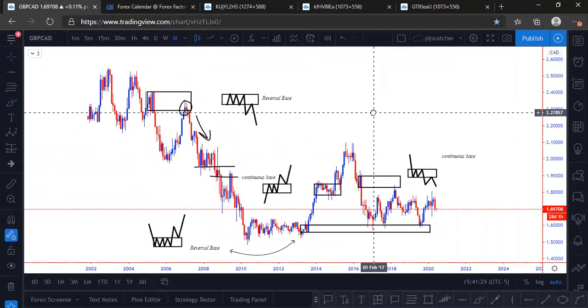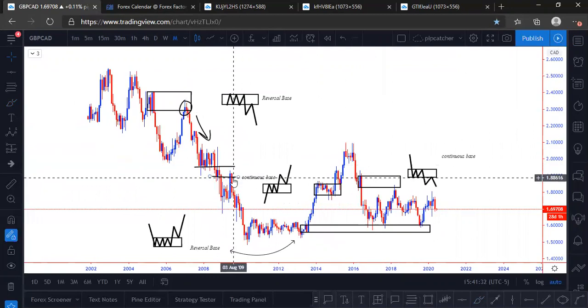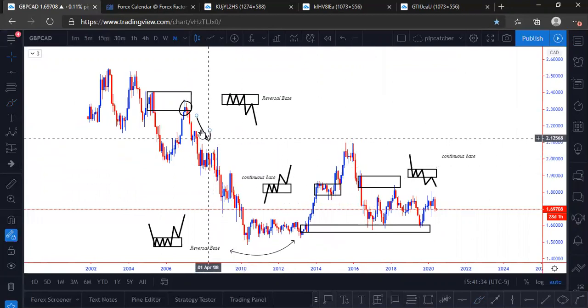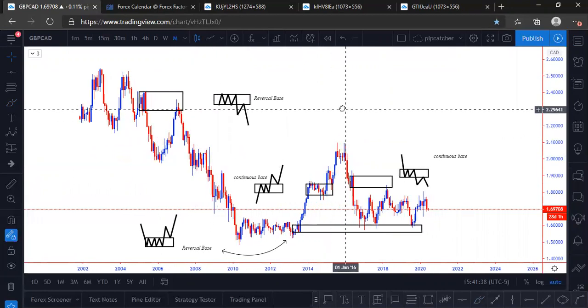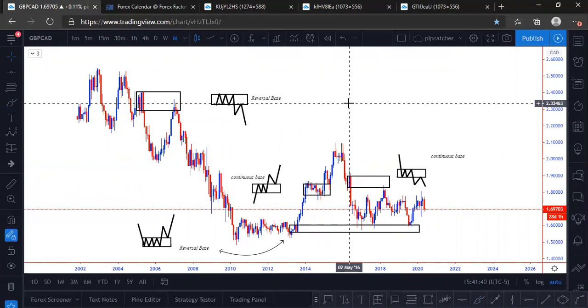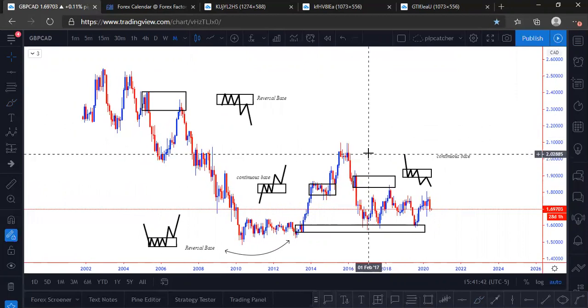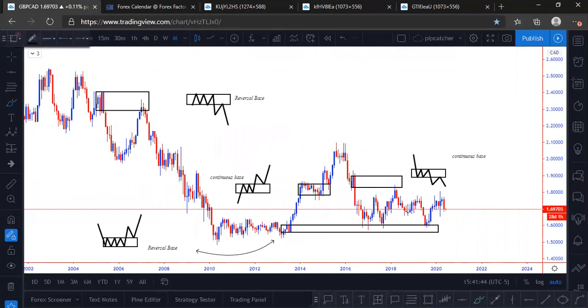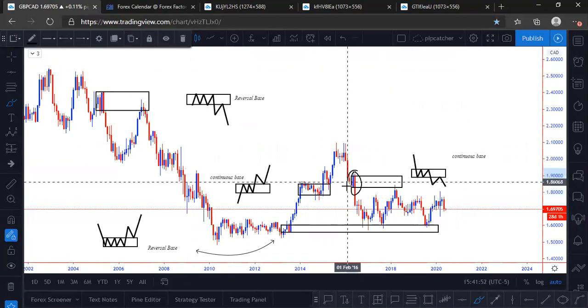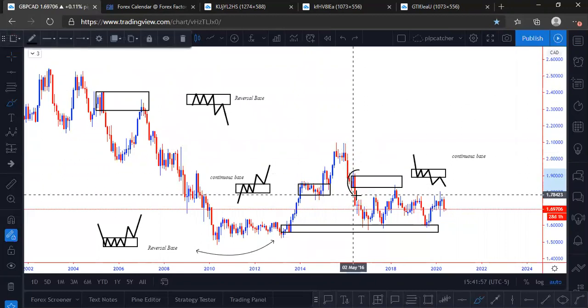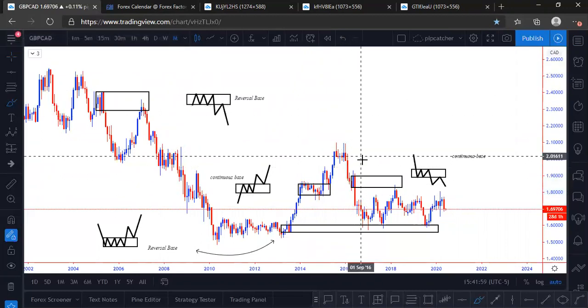Now here is something interesting because there's two different variations of continuous bases right next to each other. So this one, right, we have one that is one candle. This one right here is one candle like we talked about in the beginning of the video.